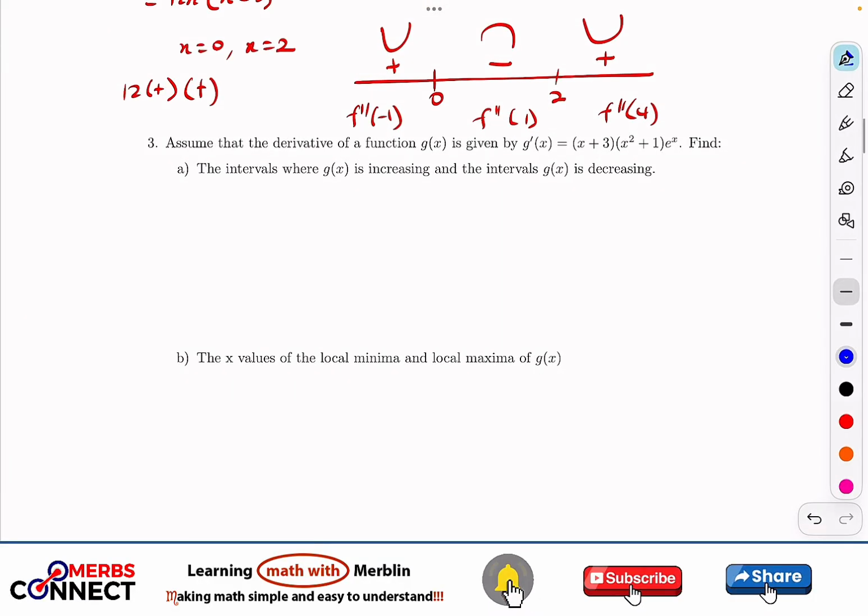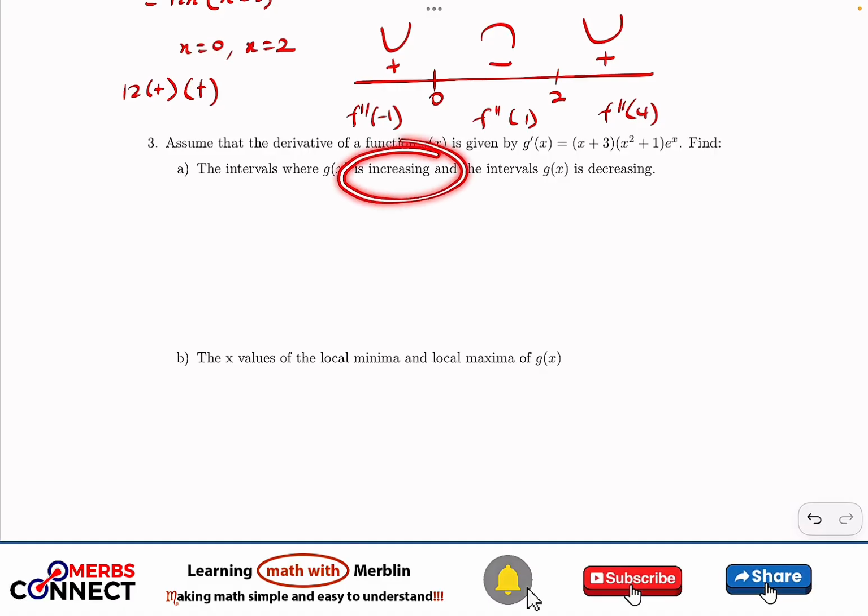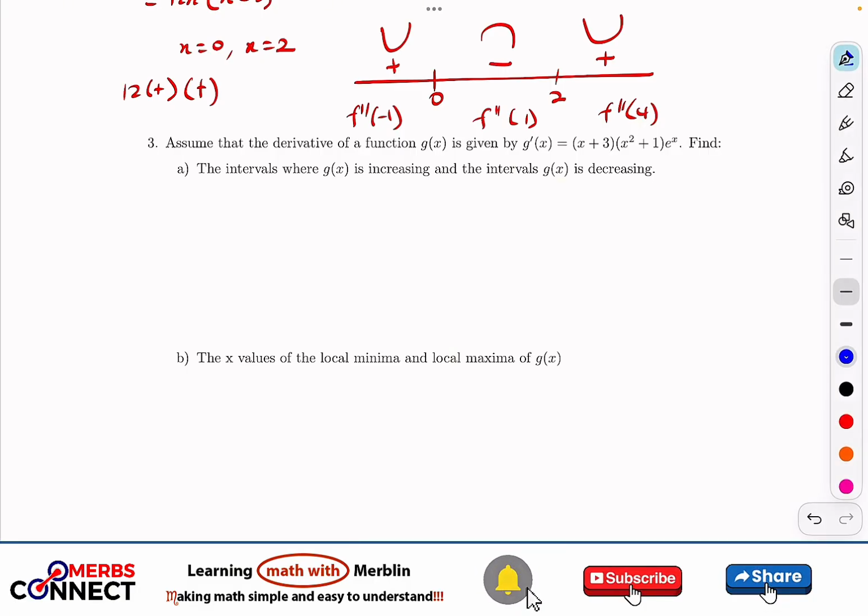And let's look at question 3. Now, in question 3, we want to get the increasing and decreasing intervals, but we need to pay attention here. Instead of giving us g of x, they've given us g prime of x already. So we just need the critical points. Here, g prime of x is already equal to (x plus 3)(x squared plus 1)e to the power x, right? So look at values of x that will make this one 0.